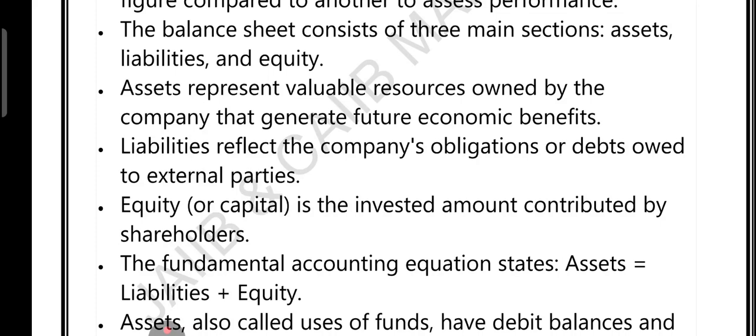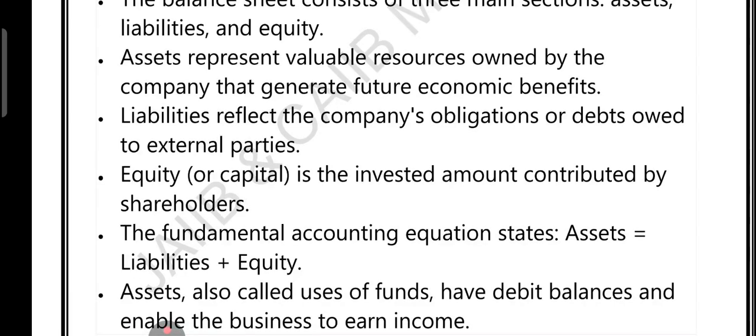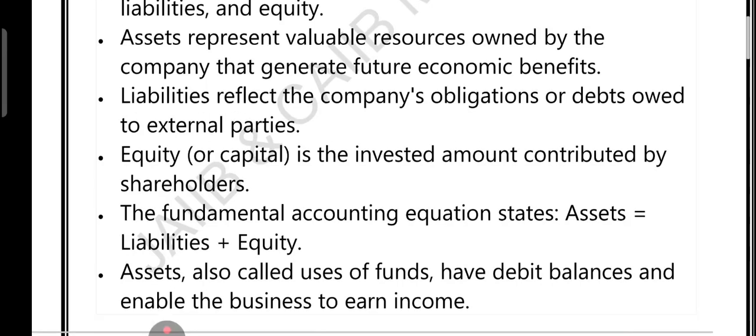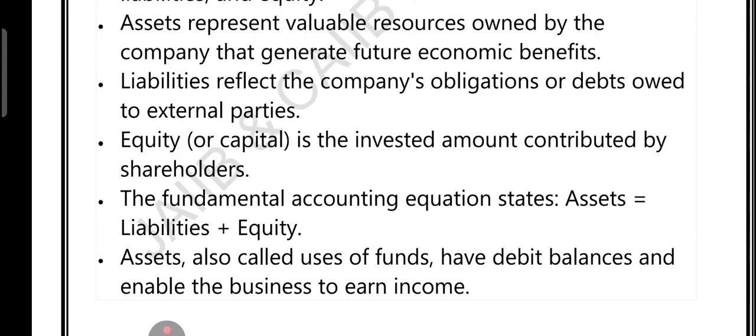Asset means what the company owns that brings future benefit. Liability means what the company owes to others, and equity means the owner's share in the business. So remember these three things: asset represents the valuable resources owned by the company, liability reflects the company's obligations, and equity reflects the owner's share in the business. And remember the golden rule. The golden rule is that asset is equal to liability plus equity.